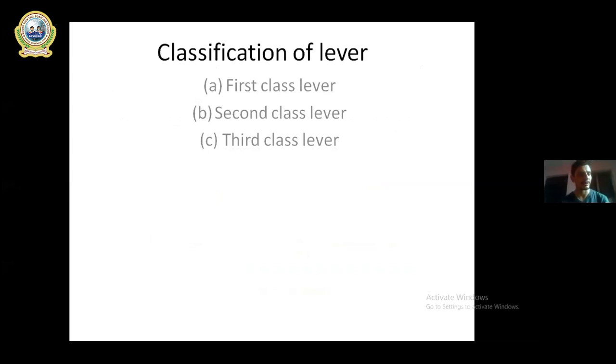There are three types of lever: first class lever, second class lever, and last but not the least we have third class lever. Right, now let's go to another slide.